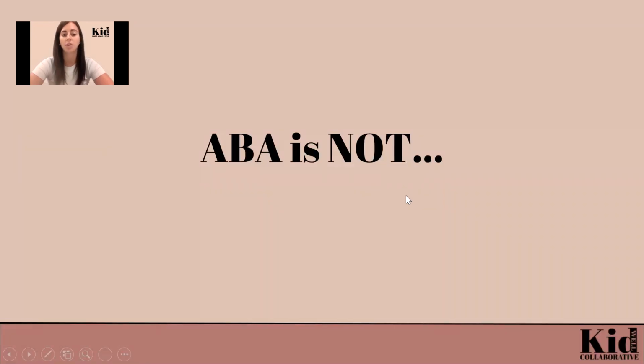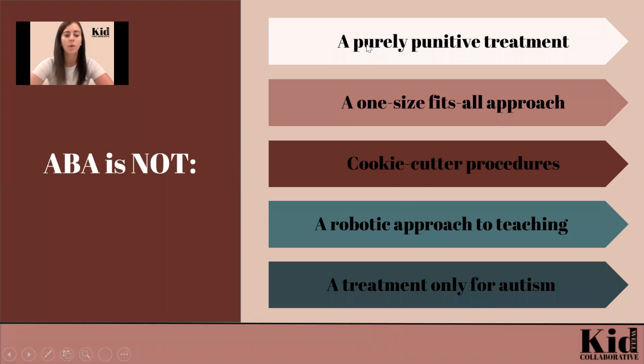So now you have a bit of an understanding about what ABA is all about. I think it's important that we highlight what ABA is not. You may have heard many different things about ABA, and there's definitely some misunderstandings out there about what people think ABA is. So ABA is not a punitive treatment. Punishment is a component of ABA, but we'll talk about that a little bit later because it might not be what you think.